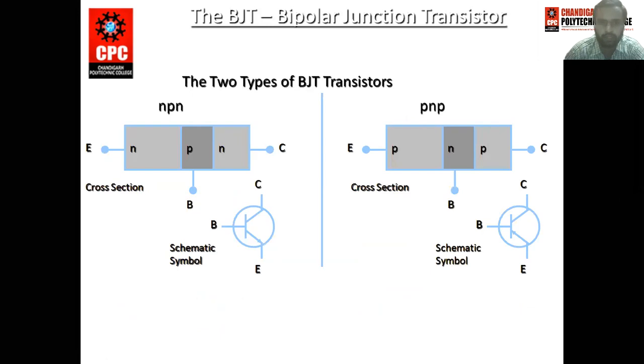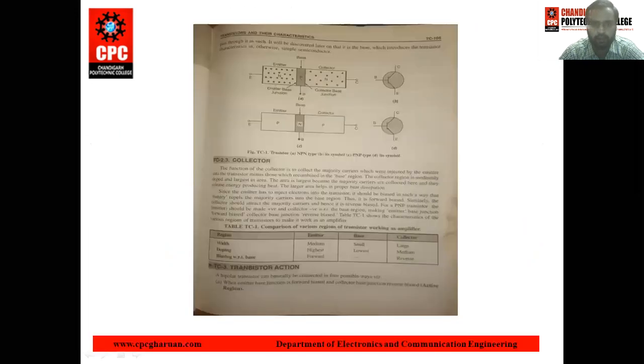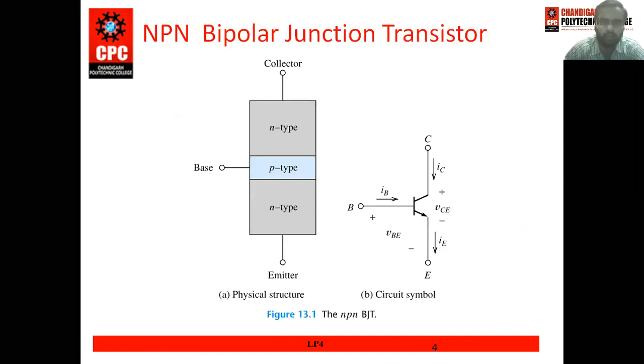There are two types of transistors as shown in the figure. As we discussed the construction, there are symbols: in NPN the arrow is on the outer side, in PNP the arrow is on the inner side. This is the symbol of your transistors. Next we will discuss the construction.